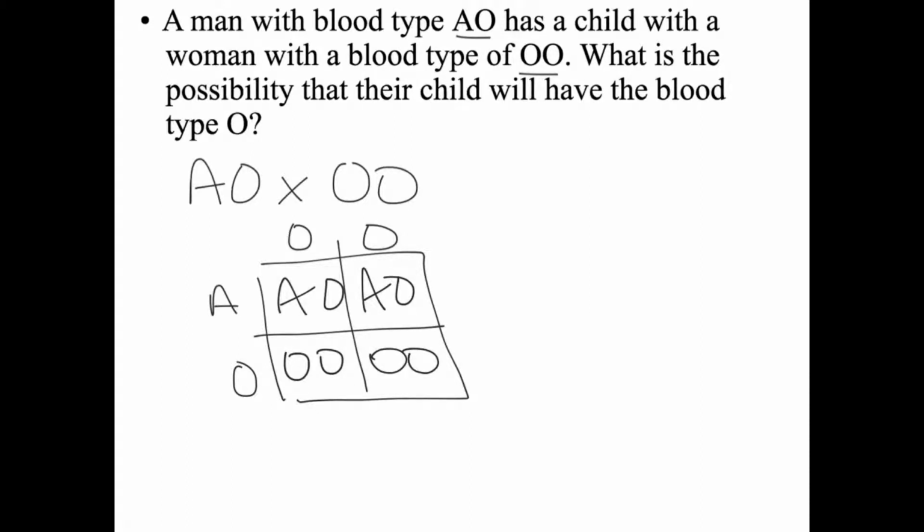Next, we go back to the question and actually answer what is asked. So what is the possibility that their child will have blood type O? So if we look at the genotypes in our Punnett square, we see that there are two boxes with OO, which means that there's a 50% chance of the baby or the child having type O blood.